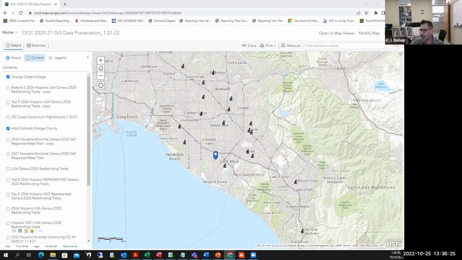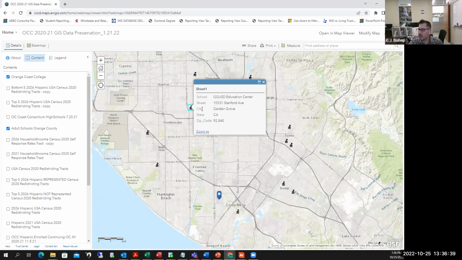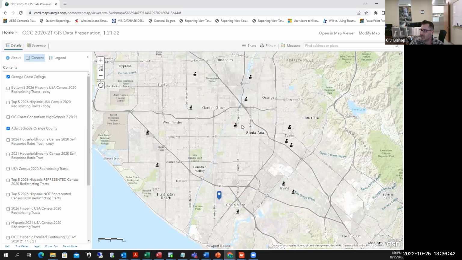So yeah, this is adult ed only with this site. Show the Garden Grove. If we look in, oops, my mouse is not working. In Garden Grove, we've got the GGUSD Education Center. Santa Ana's got one. Huntington Beach. Improve access to understand populations. Awesome, thank you.